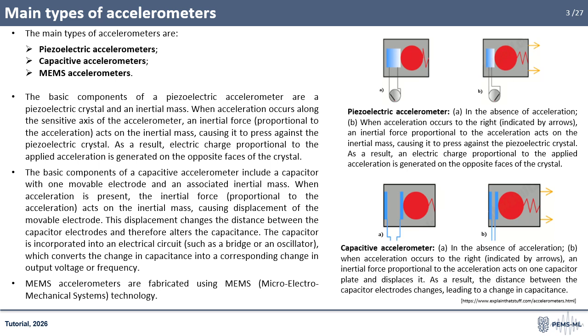A capacitive accelerometer consists of an inertial mass attached to a movable capacitor electrode. When acceleration is applied, the resulting inertial force causes the mass, and thus the movable electrode, to displace, changing the distance between the electrodes and, consequently, the capacitance. This capacitance variation is processed by an electrical circuit, such as a bridge or an oscillator, to generate an output voltage or frequency proportional to the applied acceleration.